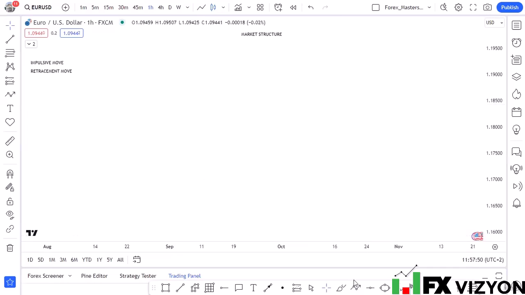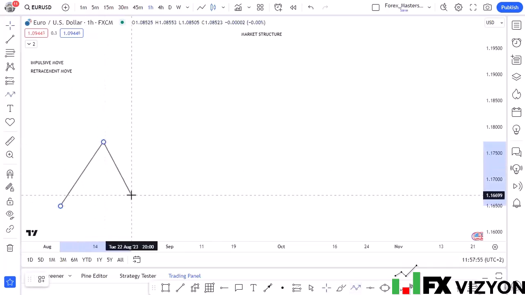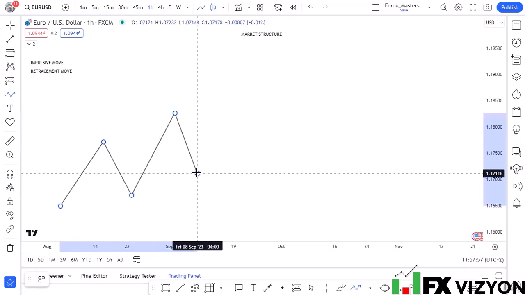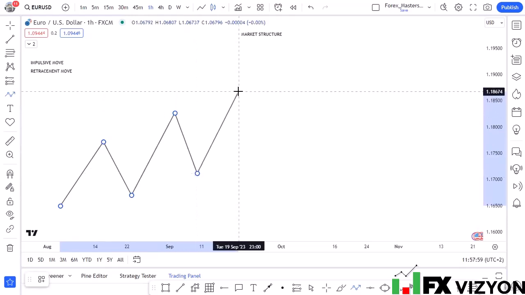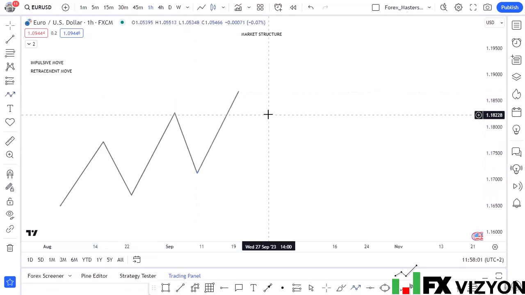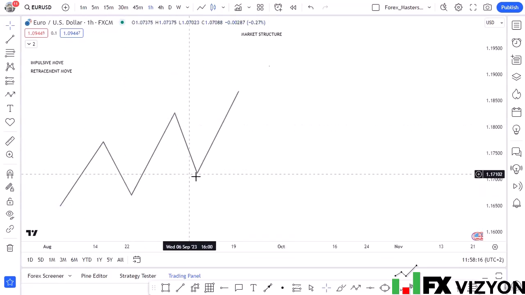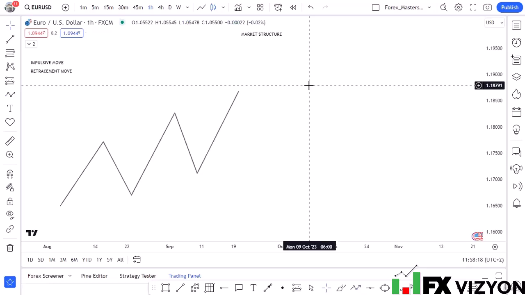As an example of market structure, I'm going to give an example of an uptrend. We are going to create a market that will be pushing to the upside. We need to understand that the market does not move in a straight line, because the market has to breathe in and also has to breathe out. So it cannot just move in a straight line. That zigzag movement of the market is what we call market structure.